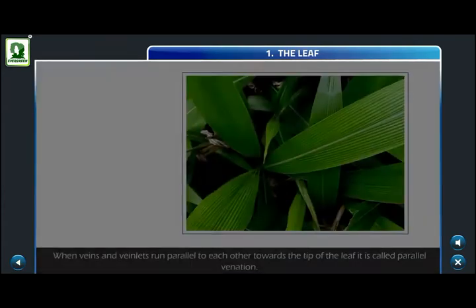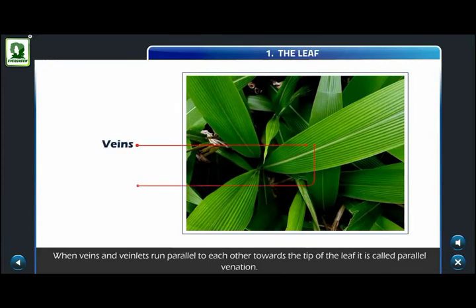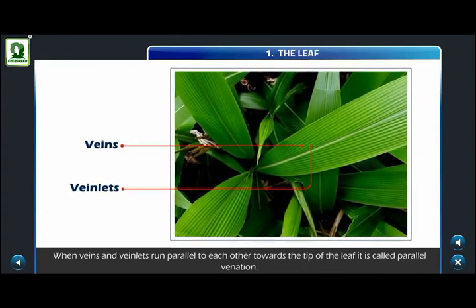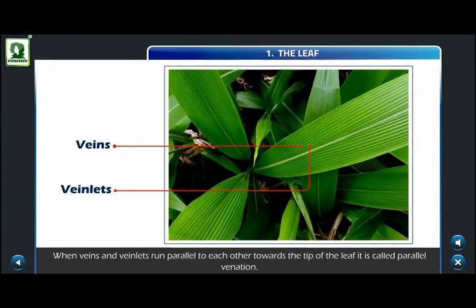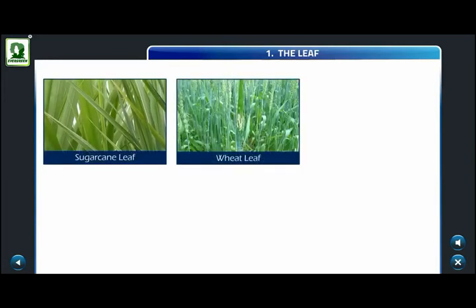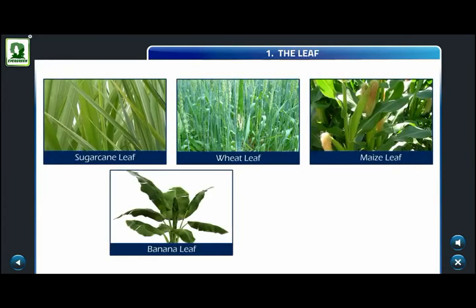Parallel venation. When veins and veinlets run parallel to each other towards the tip of the leaf, it is called parallel venation. This is commonly found in the leaves of monocot plants, for example, sugarcane, wheat, maize, banana, bamboo.